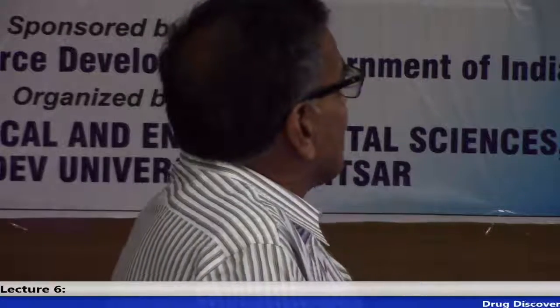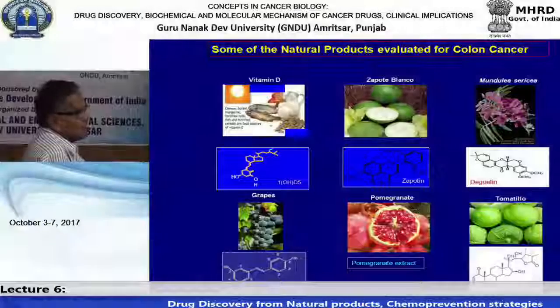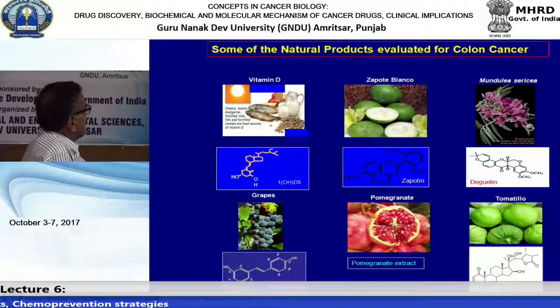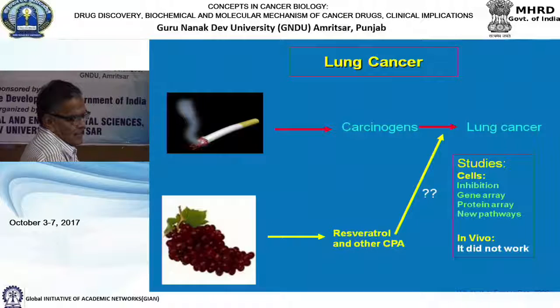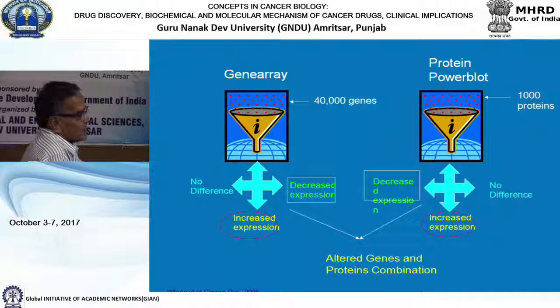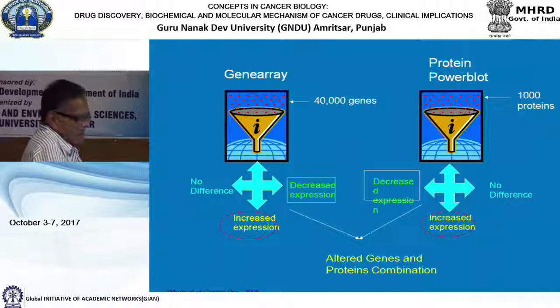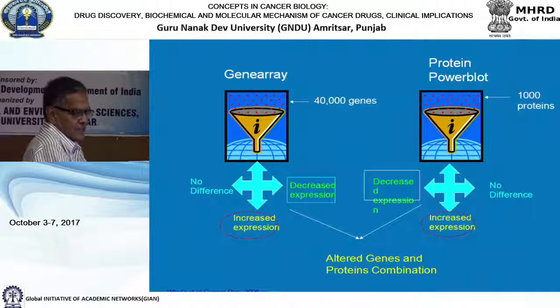Okay, so we have worked on a variety of different compounds. We have worked on vitamin D. We have worked on this sapote, which means chiku, Mendelian aspersia, this is dagulin. Saporin comes from this. We worked on resveratrol, pomegranate, and isocarpolactone. This is just the nutritional, fruit-based. And we worked on the effect of resveratrol on cigarette smoke induced lung cancers. I'll talk about it later on. This is a really important study, but it'll take me a little more time to explain. It was published. Lorna White was my postdoc from Ireland, and she did this work. It's really beautiful work, and it's a new concept.